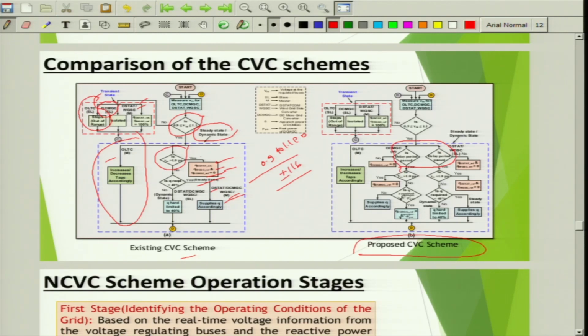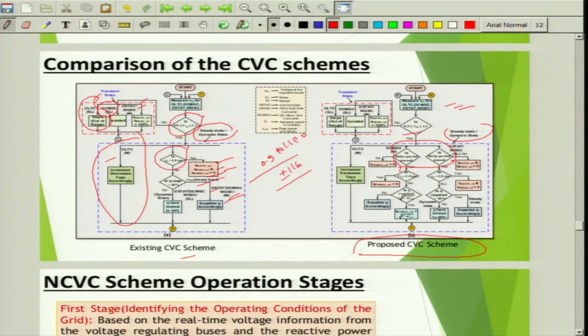First of all, we will check if there is a change in voltage, and whether it is a steady state or dynamic state. Once we determine that, we will check whether the voltage is less than 1.1 per unit and greater than 0.9 per unit, and then we will issue a delay time before the operation of the fast acting converters. Once this delay time has passed, then only the fast acting converters are allowed to act.